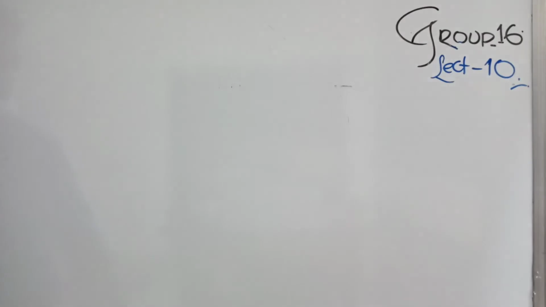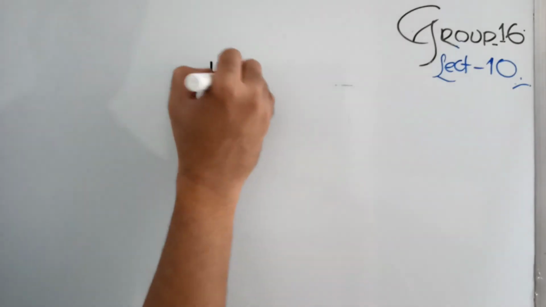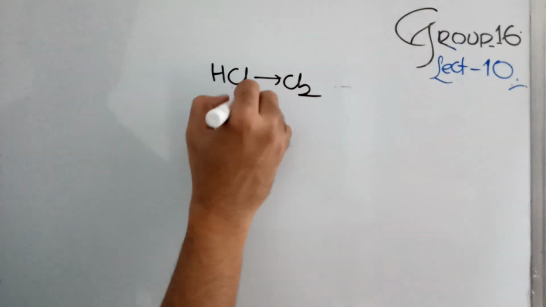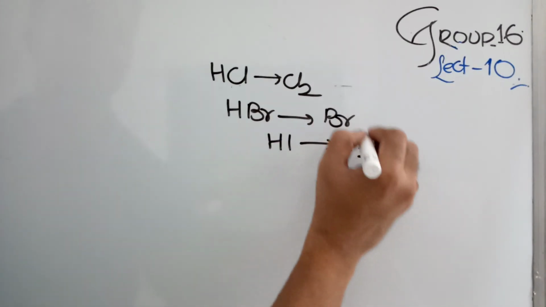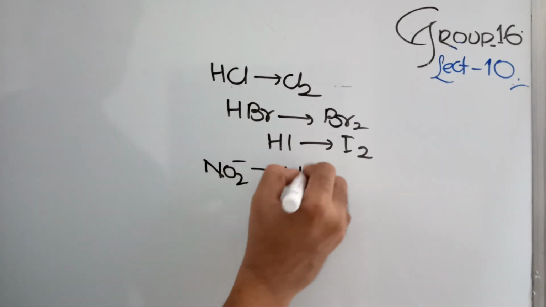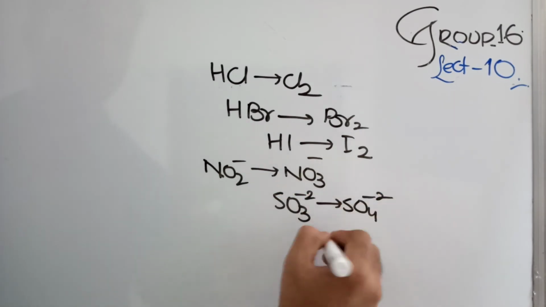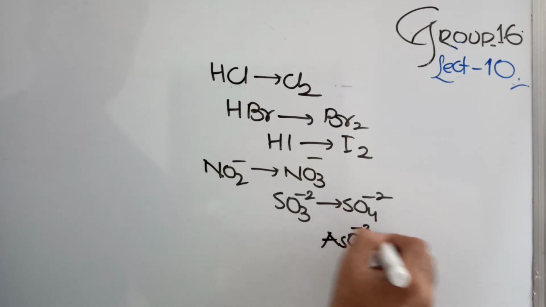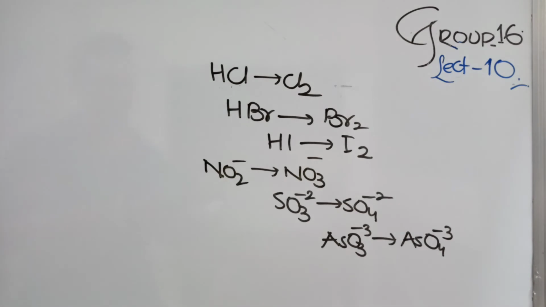Then what are other oxidizing reactions of this? HCl is oxidized to Cl2, HBr is oxidized to Br2, HI is oxidized to I2. Nitrites are oxidized to nitrates, sulfites are oxidized to sulfates, arsenites are oxidized to arsenates. Nitrites to nitrates, sulfites to sulfates, arsenites to arsenates. All are oxidation reactions. You can have a look here.